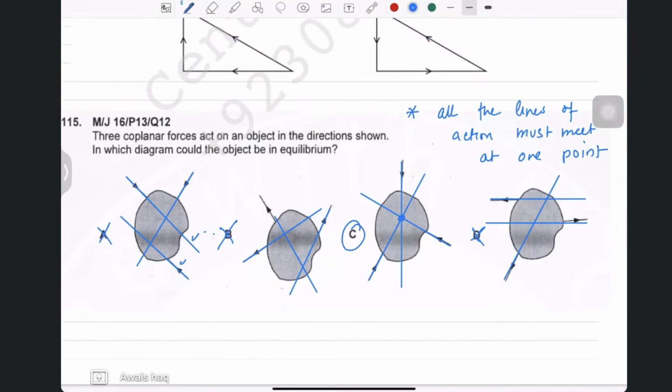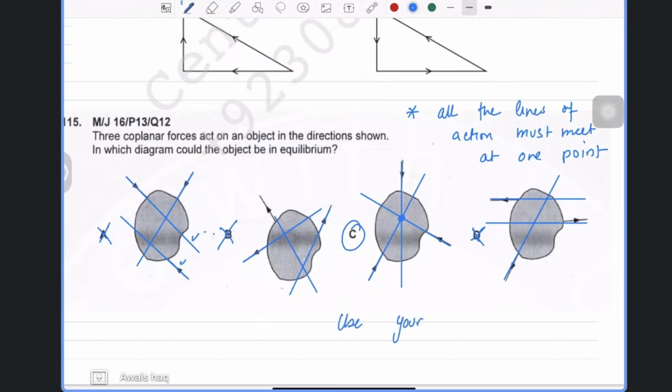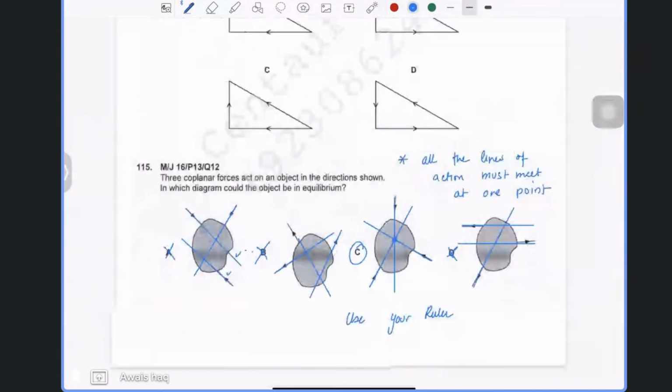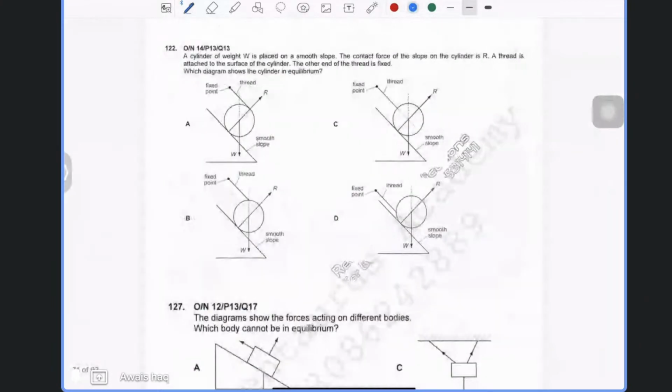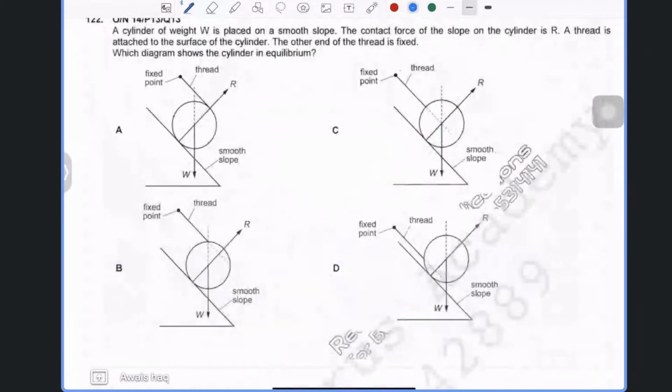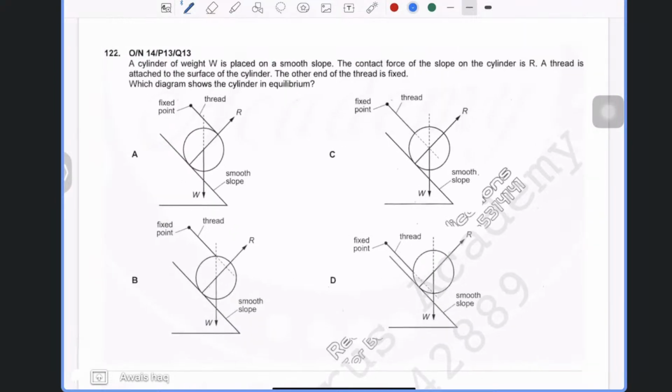Yeah. So I want you to use your ruler. Sometimes they give very tricky diagrams, so it's better to use a ruler and then get the right answer. Anyway, this one is the same sort of question. Can you guys tell me which is the correct one? Just by looking at it, because they've drawn the line themselves. Very nice of them. Which diagram do you think is in equilibrium?